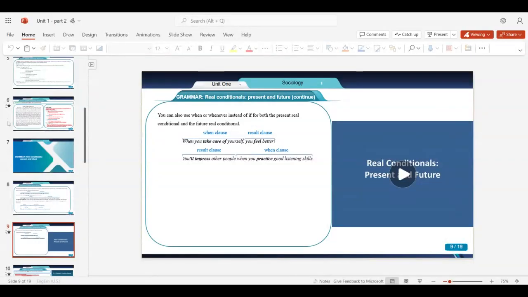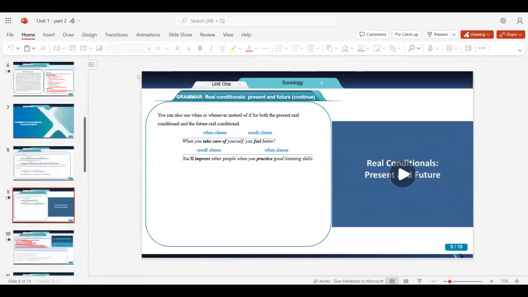In the first clause we use when. And in the second, the result clause, we just show the results of the first sentence. When you take care of yourself, you feel better. So this is also a way to write a conditional. And this is the present real conditional.